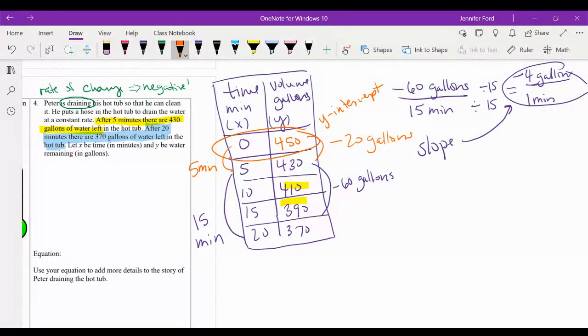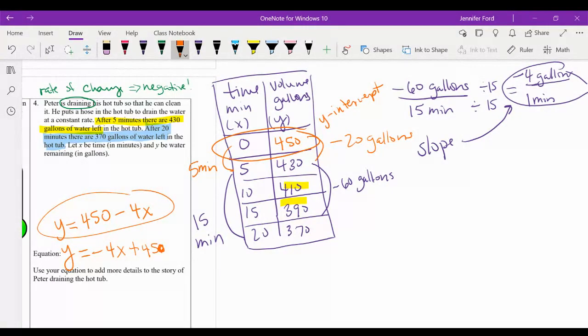All right, so my equation is y equals the slope, negative 4 gallons per minute, times the number of minutes, plus 450. A lot of people prefer to do it this way too, and this is also correct. Y is the water remaining in the tub, so the amount of water you started at is 450, and then you're subtracting 4 gallons every minute. It's exactly the same thing. Sometimes people find this one a little easier to work with.